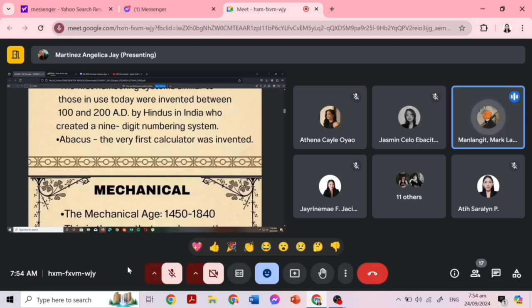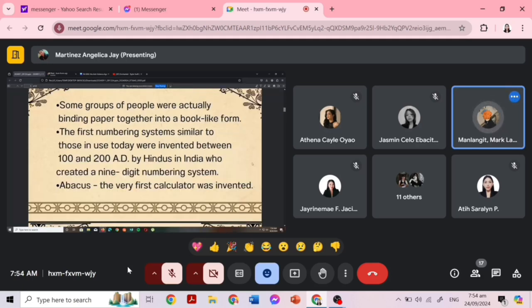Before the writing system and writing tools were developed, the numbering system similar to the one in use today was invented between 100 and 200 AD by Hindus in India, who created a 9-digit numbering system. This was the development of a positional numbering system, the Indo-Arabic numeral system.